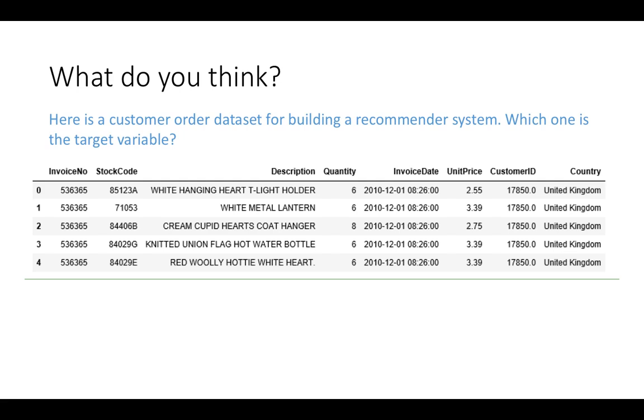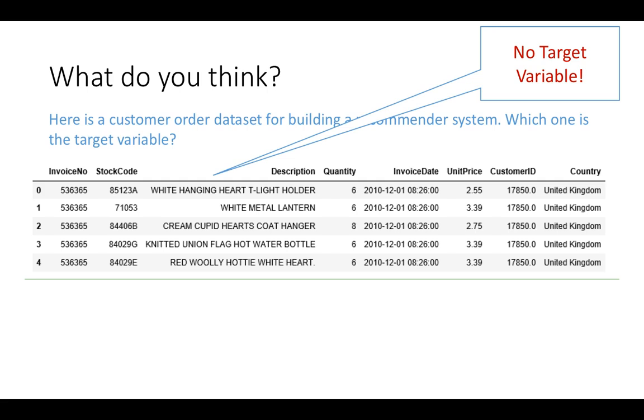And the last example, and the last thing you tell me now. Here is a customer order data set for building a recommender system. Which one is the target variable? So there is a huge data of transactions here. Is there any particular attribute you can take and think about as a target variable here? No, it is just a series of data of various transactions. So there is no target variable.